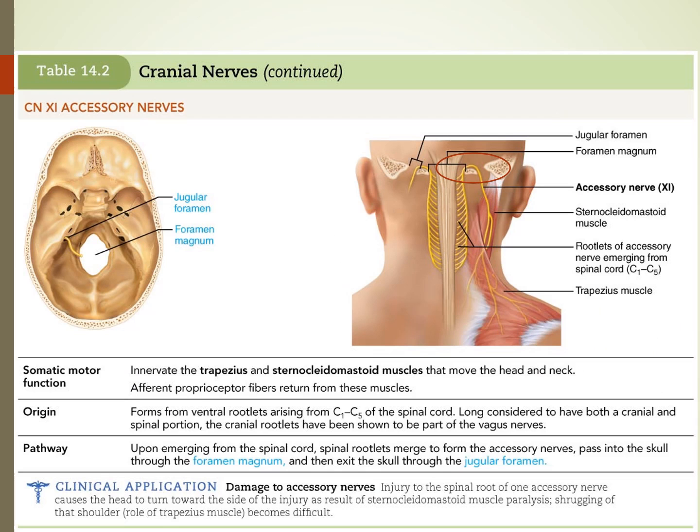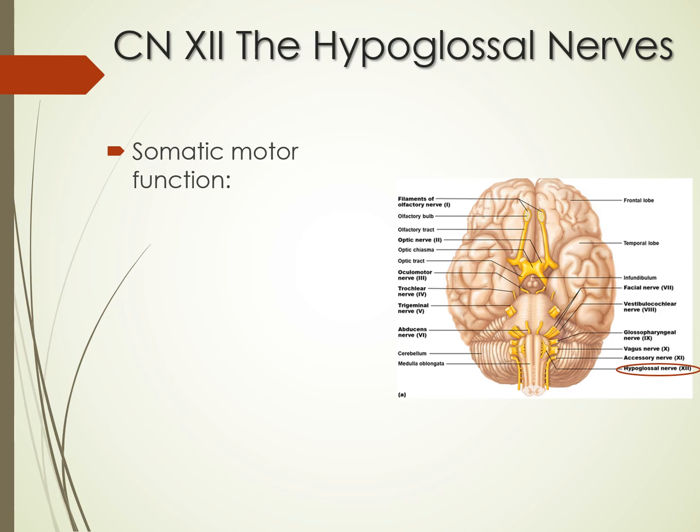And it doesn't really arise from the brainstem. This is one of the ones where it breaks the rules, because it's actually a couple of ventral rootlets coming from the spinal cord through C1 to C5. And it has an interesting pathway. Those spinal rootlets merge to form this nerve, and it enters the skull through the foramen magnum, and then it exits through the jugular foramen. So, an interesting pathway for this nerve to run.